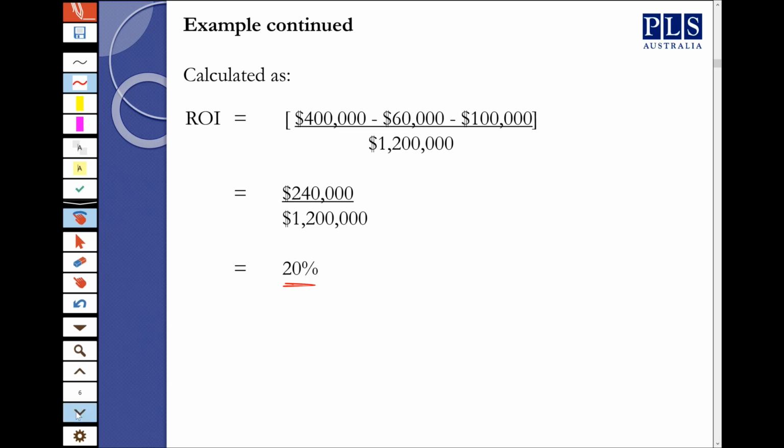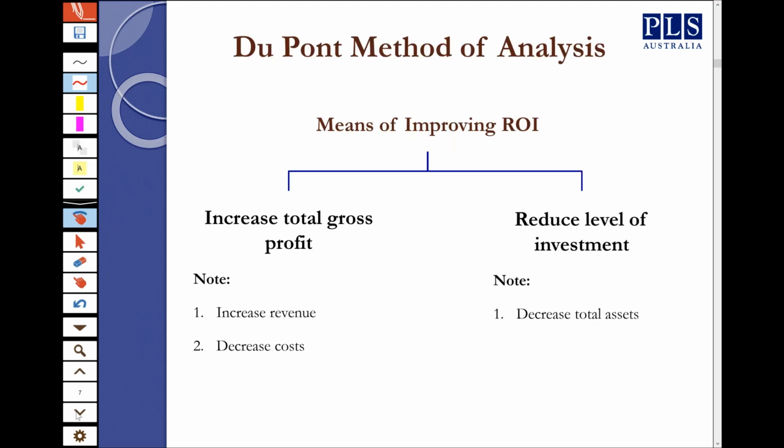As we then look to build that, however, we appreciate that once we can do the calc and understand how it is determined, we do need to understand the DuPont method of analysis. Now, this is basically actions that can be taken to improve your return on investment. And as would be expected, if there's a numerator and denominator, you'd look at increasing your total gross profit. You'd look at reducing your level of investment. So generically, in terms of increasing your total gross profit, you would increase revenue or you would look to decrease costs. In terms of reducing your level of investment, you would look to decrease your total assets.